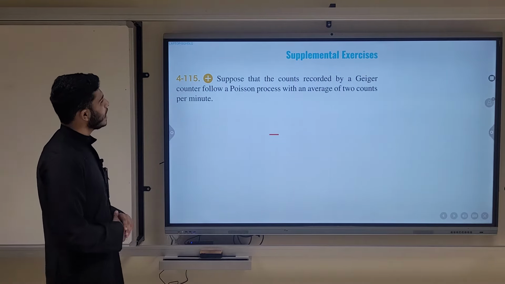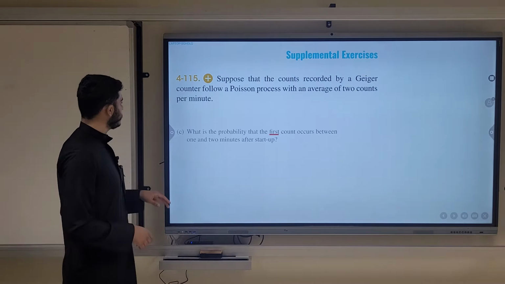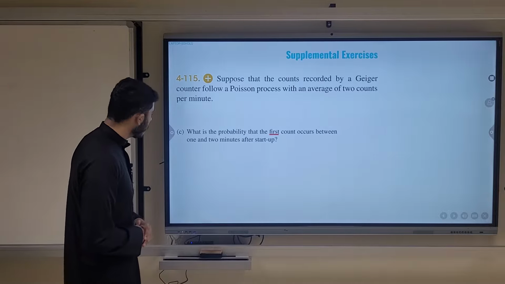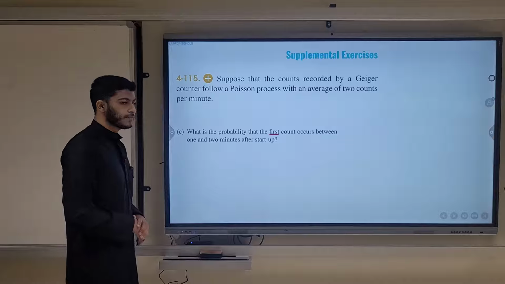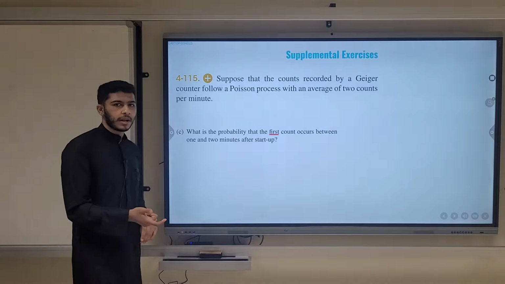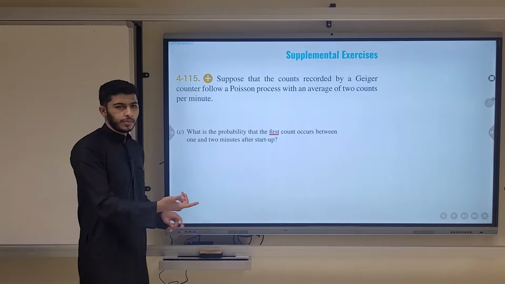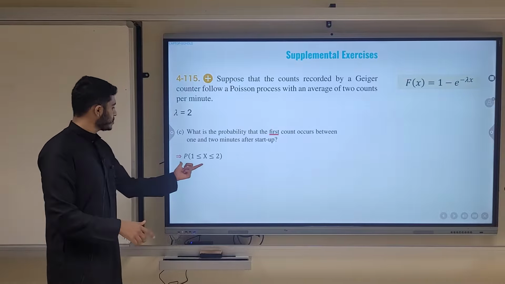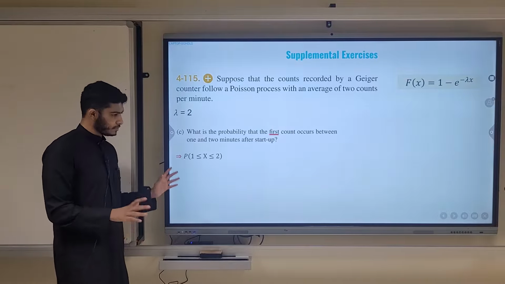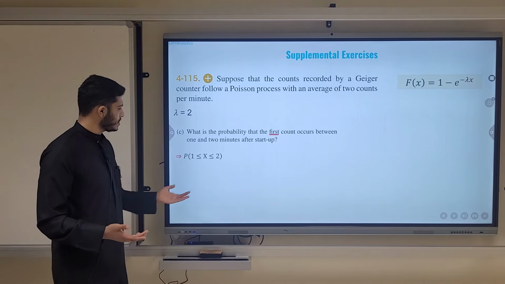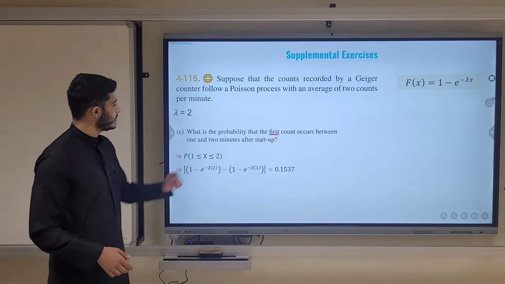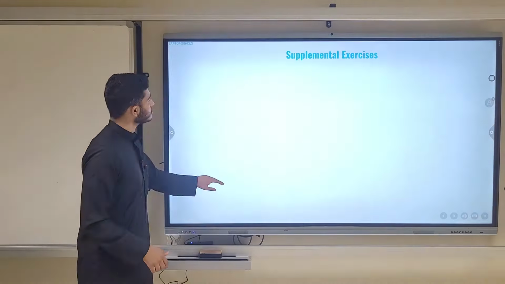Now, suppose that the count, it's the same question. Okay, next part. What is the probability that the first count occurs between 1 and 2 minutes after startup? They are just playing with the ranges. Between 1 and 2 minutes. So of course, we're going to need all of this, but our expression is going to be between 1 and 2. Not much tricks, and we know how to evaluate this one. It's very easy, and this is the answer at the end.